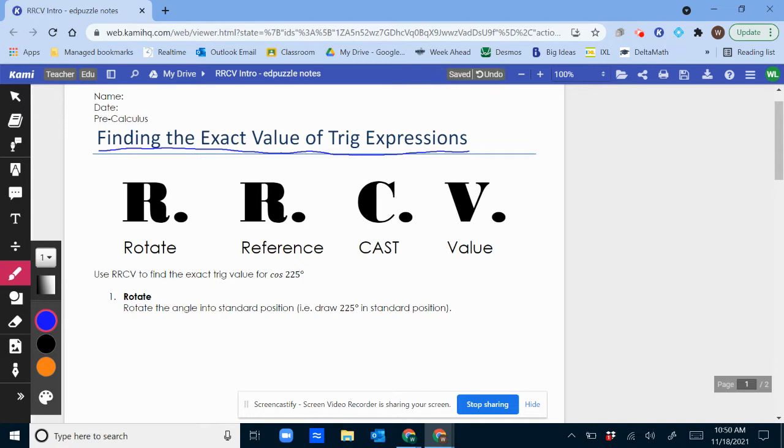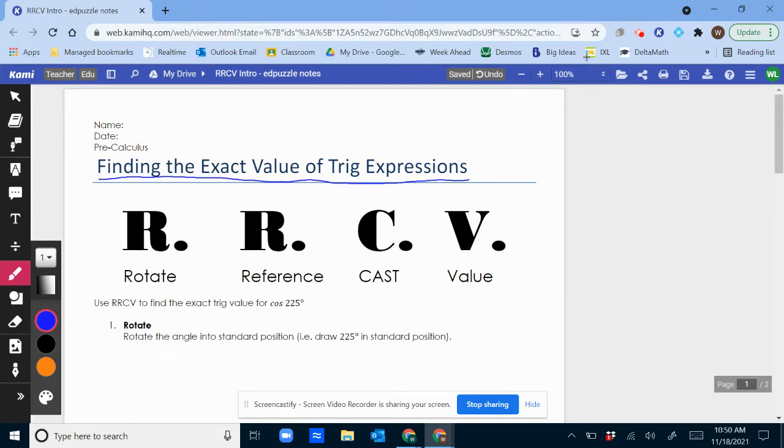And what exactly does that mean? So for example, find the sine of 30. A trig expression means one of your trig functions, sine, cosine, tangent, or one of the three reciprocal functions, secant, cosecant, cotangent, for a specific angle. So for example, sine 30.